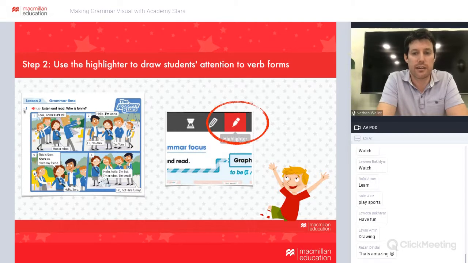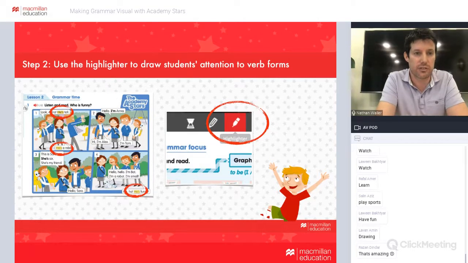Okay, if you're doing this in an online environment, you do have the advantage of a highlighter if you're doing this with the Presentation Plus that we were showing. So use the highlighter to draw attention to the verb form. Again, we listen a second time, and now we're drawing their attention to the words themselves. So they've got the visual and the words together. So we're scaffolding this particular activity.